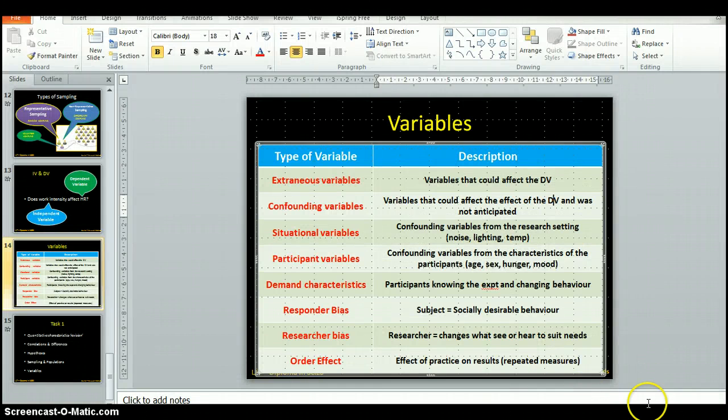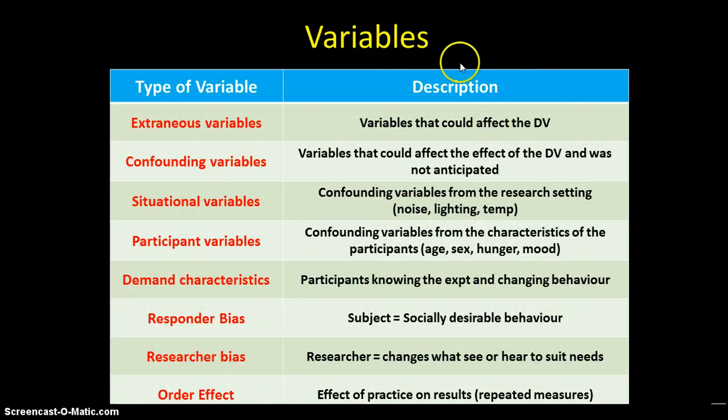Now you'll also need to be aware of all the other variables that you need to control, because we just want the IV to affect the DV. If there are other variables that might affect the DV, these are called extraneous variables. Many of them you can control, but sometimes you can't control them or you didn't expect something to happen and that affected the DV, and those are called confounding variables, ones that you couldn't control.